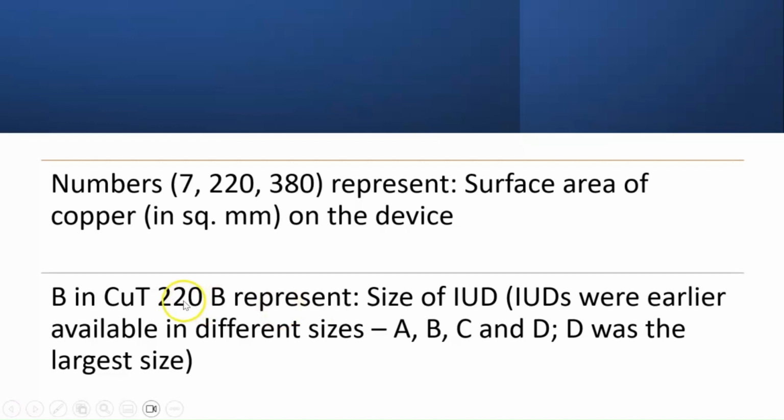The numbers we are talking about, like 7, 220, 380, represent the surface area of the copper in square millimeters on the device. The letters A, B, C, D represent the size of the IUD, starting from A being the smallest size and D being the largest size.